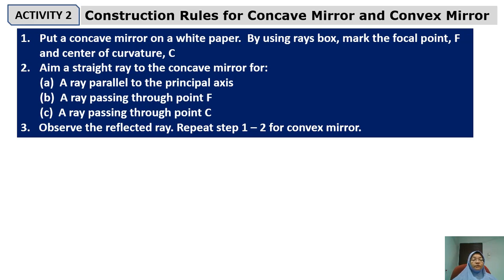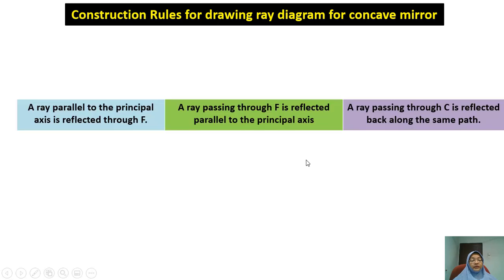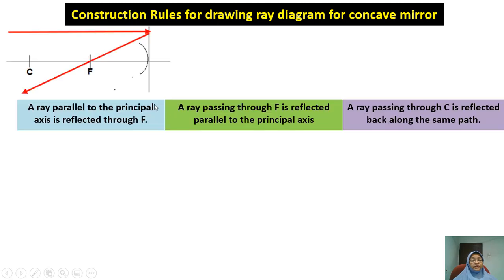Okay, alright, so construction rules for concave mirror and convex mirror. So we have a white paper, we have a concave mirror put on the white paper. Now this time we have only one light, so three rays. Okay, three separate rays, right? One ray parallel to the principal axis, another one ray passing through the point F, another one ray passing through point C. So repeat with convex mirror. So this is what you will see.